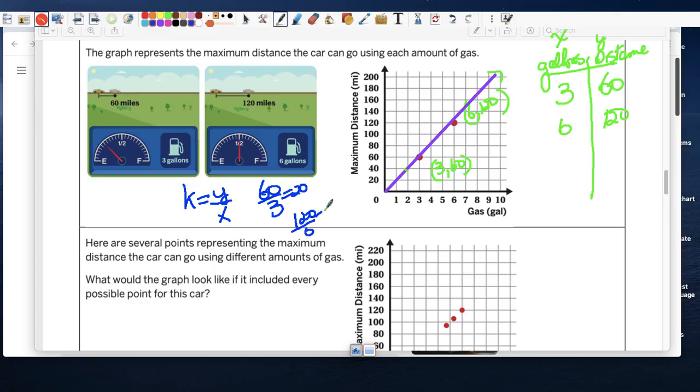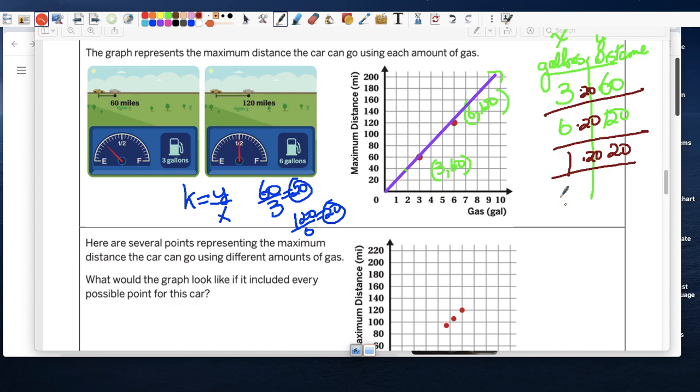120 divided by 6 is 20. So here's my magic number, the number that you're going to love. It's times 20, times 20. And just because I don't have other values in this table doesn't mean I can't add them. So what if I had 1 gallon of gas? If I had 1 gallon of gas, it'd be times 20. Look at that, 20 showing up again.